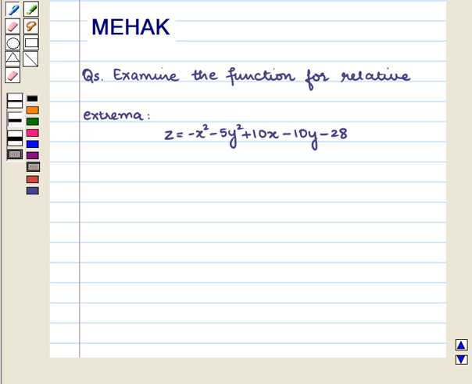In this session, we are going to discuss the following question, which says: examine the function for relative extrema z is equal to minus x square minus 5y square plus 10x minus 10y minus 28.